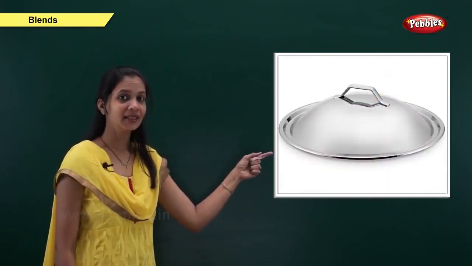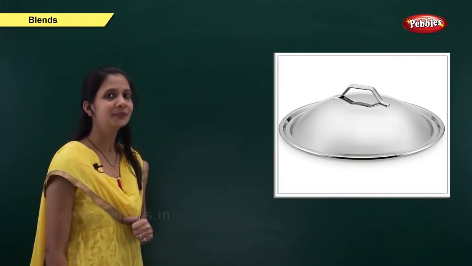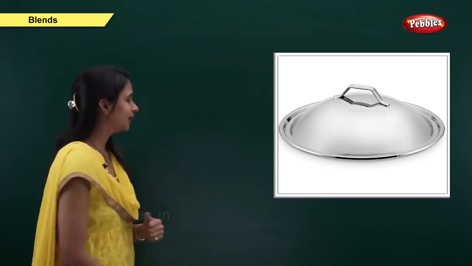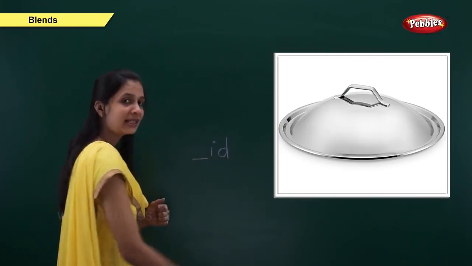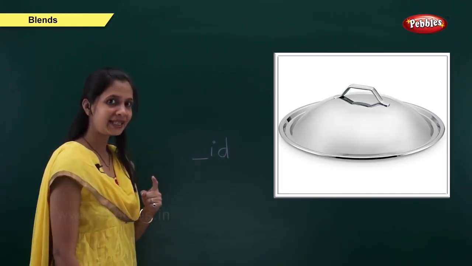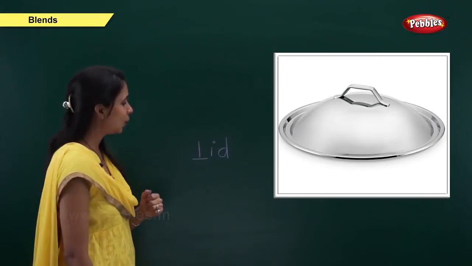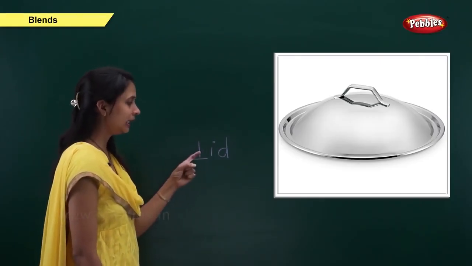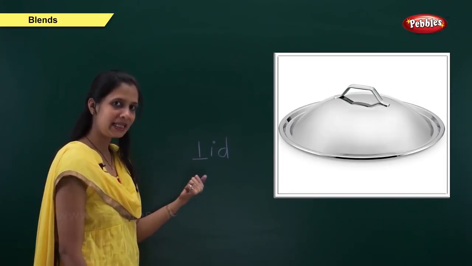Now next one. What is it? Yes, it is lid. So what is the beginning sound of it? L. Now what is the first letter? L. Yes, it is L. L says L. L-I-D. Lid.